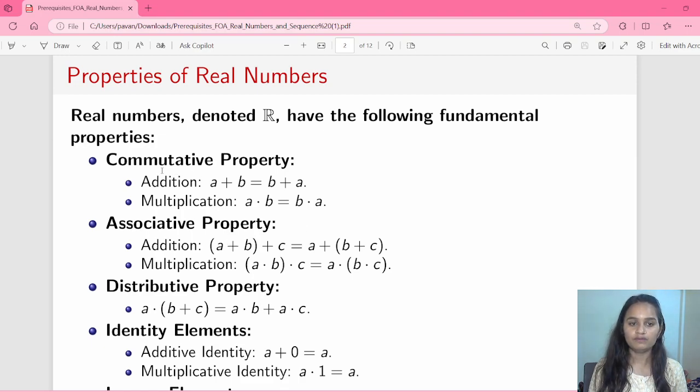First of all, we have the commutative property. With respect to addition, the real numbers are commutative. That means if we add two numbers in any order, it doesn't matter. If we add a plus b, it will be the same as b plus a.